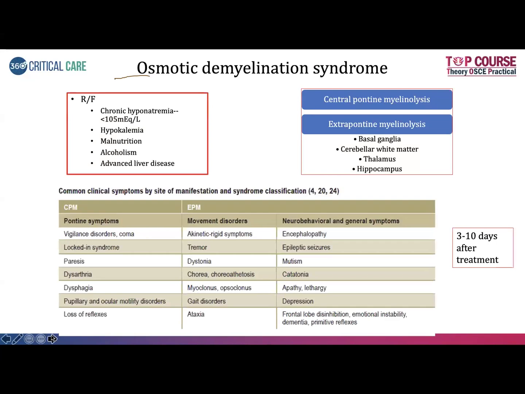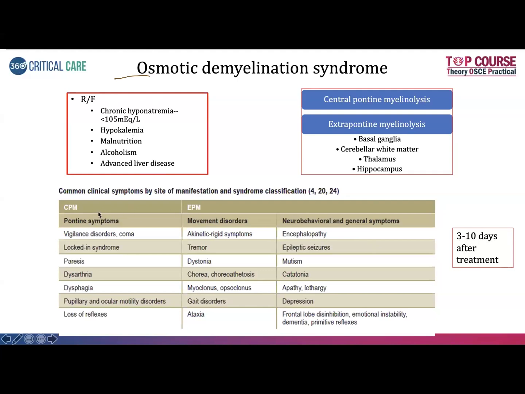A small note on osmotic demyelination syndrome. So this is because of rapid correction of sodium. It can be central pontine myelinosis or extrapontine myelinosis. So extrapontine myelinosis can happen in thalamus, cerebral white matter, basal ganglia, and hippocampus. So the risk factors: malnourished patient, alcoholism, hypokalemia, advanced liver disease, and chronic hyponatremia. So these are the risk factors for osmotic demyelination. It can happen not immediately, 3 to 10 days after treatment also.